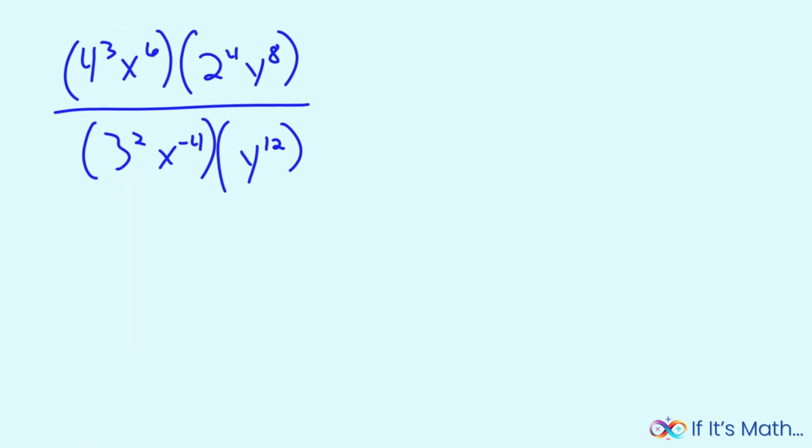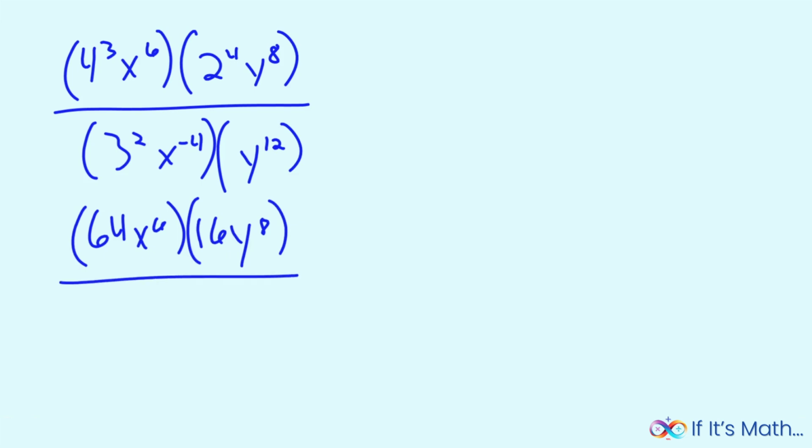Okay, so now I want to take care of these numbers, because I have 4 to the 3rd, 2 to the 4th, 3 squared. So I can go ahead and turn those into the numbers that they represent. So 4 to the 3rd is going to give me 64. So I have 64x to the 6th times 16y to the 8th over 9x to the negative 4 times y to the 12th. Again, all I did there was just do my numbers.